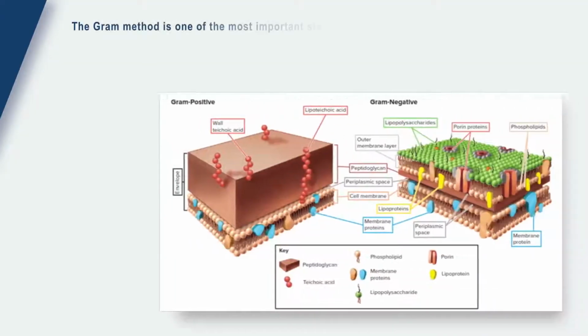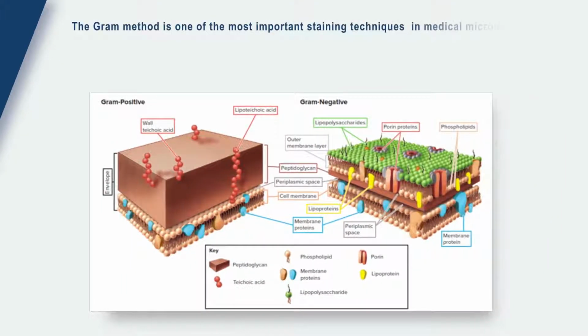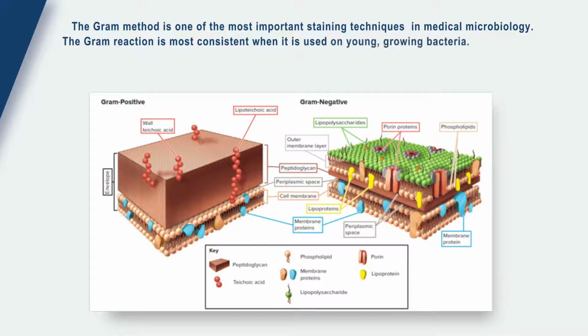The gram method is one of the most important staining techniques in medical microbiology. But gram staining results are not universally applicable, because some bacterial cells stain poorly or not at all. The gram reaction is most consistent when it is used on young, growing bacteria.